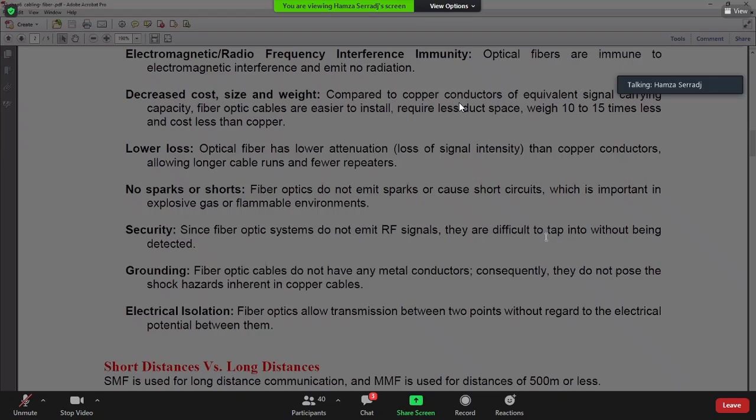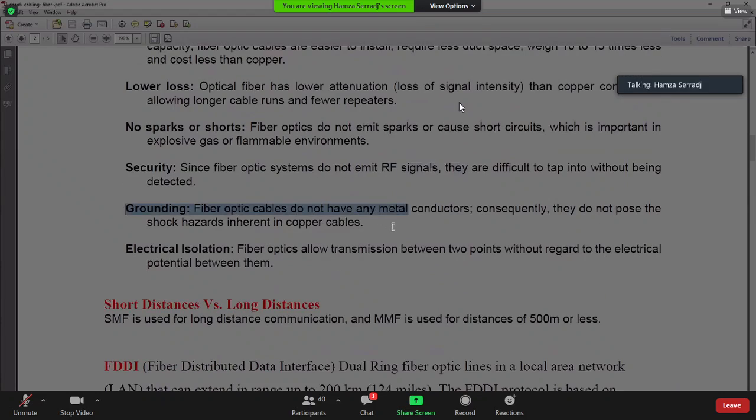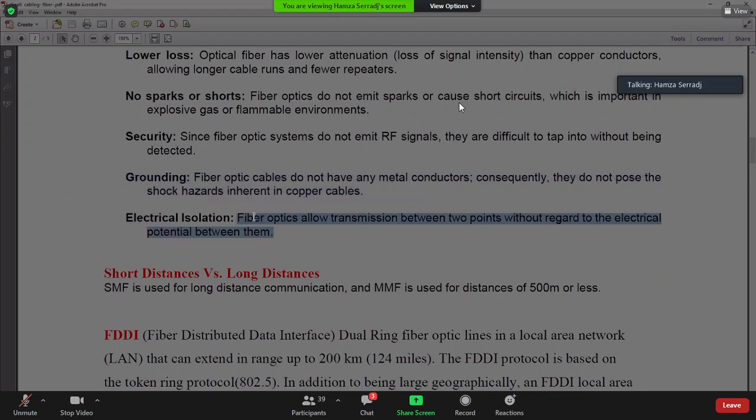I don't know exactly how, but governments are really advanced. But in more regular life, when you have fiber optic going to a building or whatever, it's very, very difficult to tap compared to electrical lines. Grounding, we don't need grounds, right? We don't need to ground because there's no electricity. Electrical isolation. Fiber optic allows transmission between 2 points without regard to the electrical potential between them, right? So without regard to the electrical potential between point A and point B, we can transmit without taking that into consideration at all.